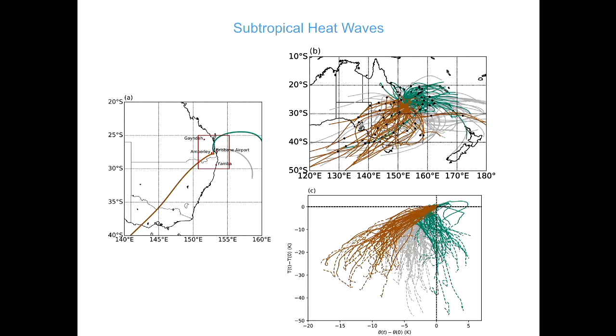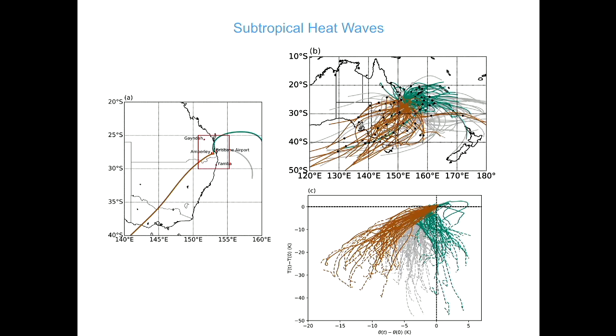There's Brisbane there. And here's another way of looking at it, temperature versus potential temperature. There are brown ones, there are green ones, and there are grey ones. We look at the brown and the green ones: they start over the ocean, turn anticyclonically, and subside into Brisbane. That's the mean of all the green. The mean of all the brown is this one. And the diabatic heating is as these parcels cross the continent, they're heated diabatically in the boundary layer. So they have a very long fetch across the continent. They're heated as they cross the continent. And when they get to Brisbane, they form part of the heat wave.